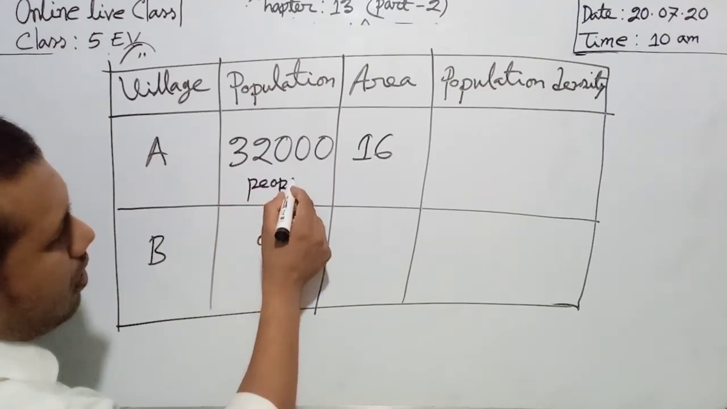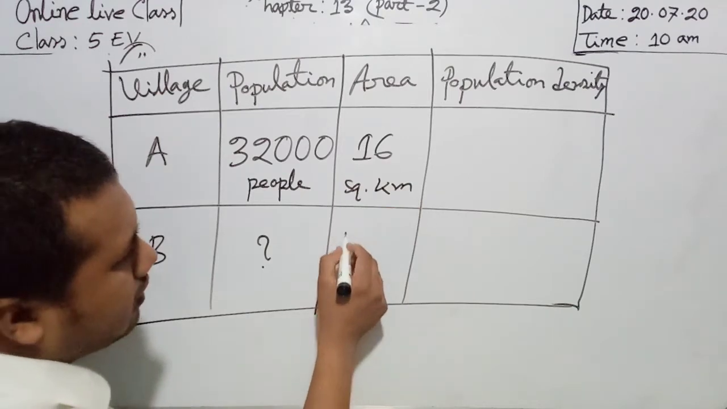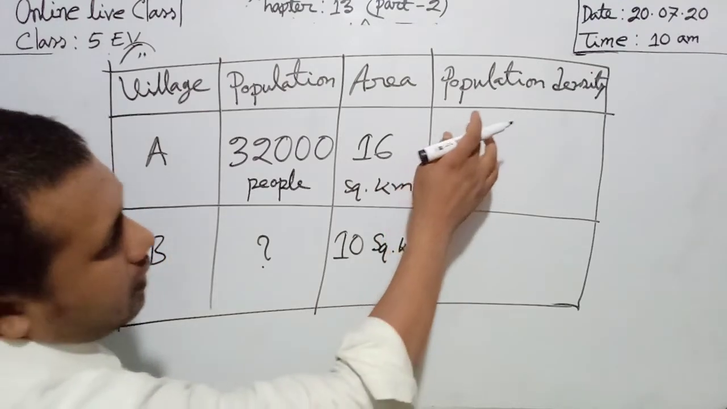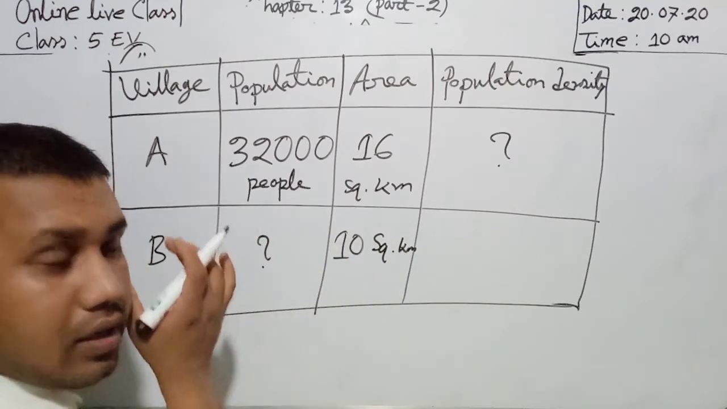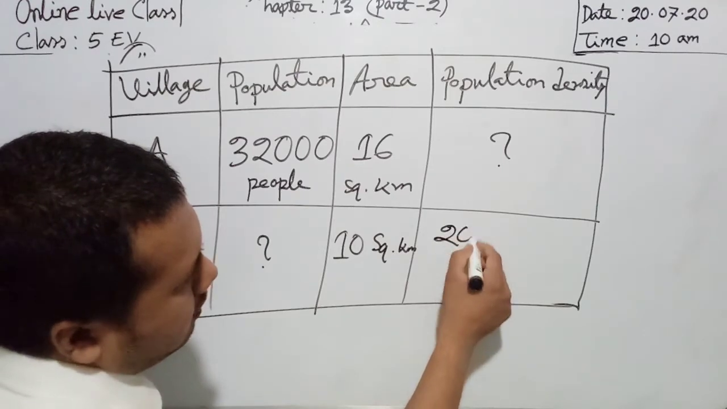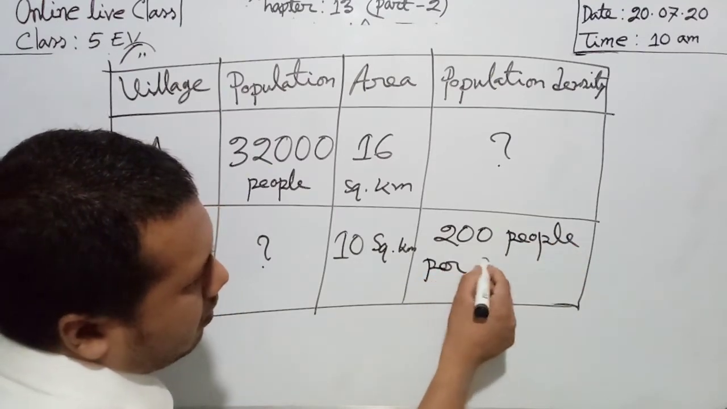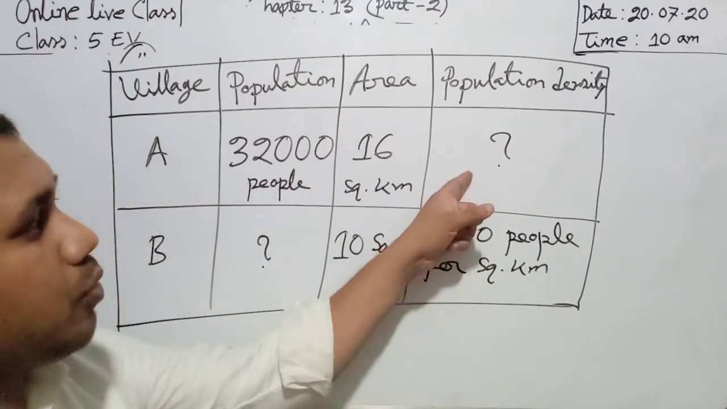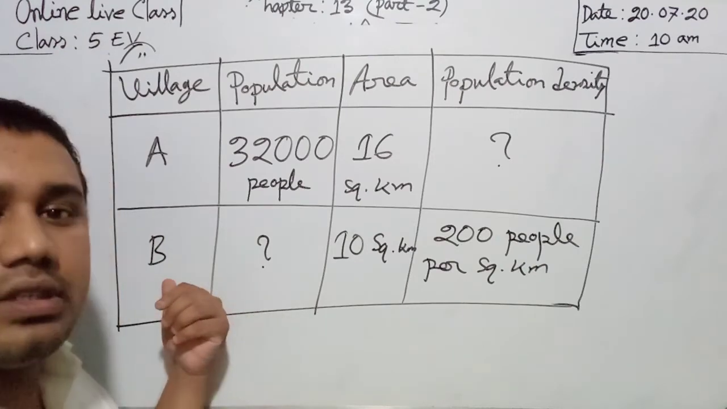and this is people, and this is square kilometer. Suppose for village B this is 10 square kilometer, and this one, the population, we don't know, and population density, suppose 200 people per square kilometer. Now you have to find the population density of village A and total population of village B.